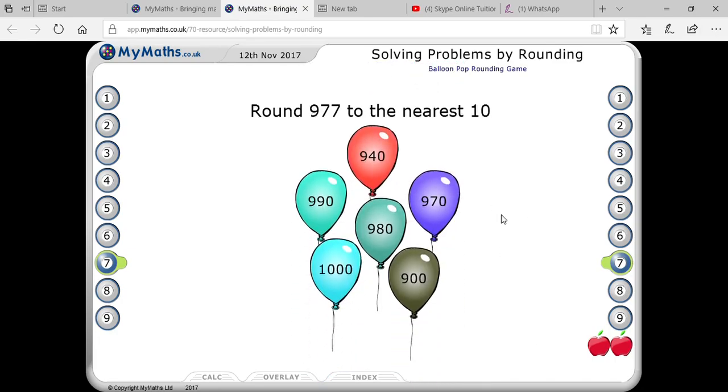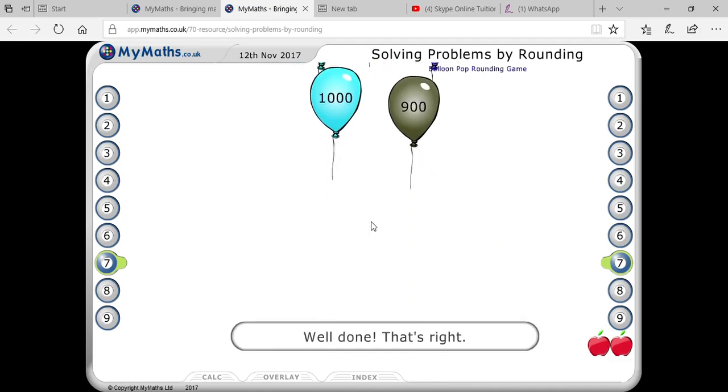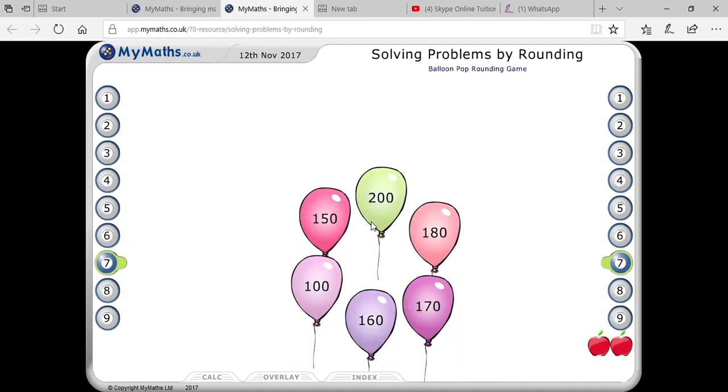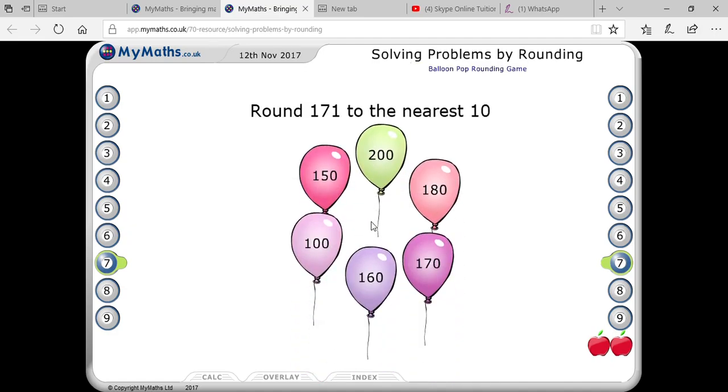Next is 977 to the nearest 10. 980. Oh, yes, your answer is right. I think you are not able to see it on your screen, but you are telling me the answer verbally. No, I can see it. Now, 171 to the nearest 10, it's 170, the purple balloon.